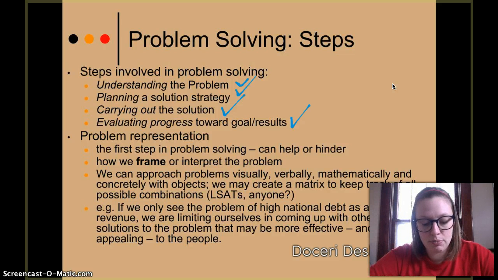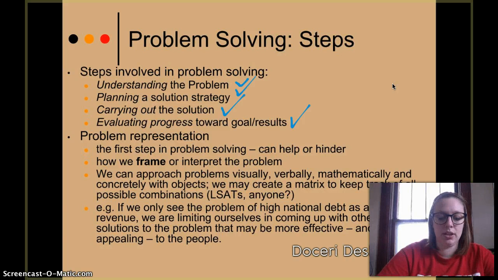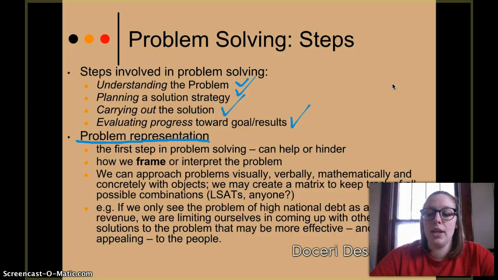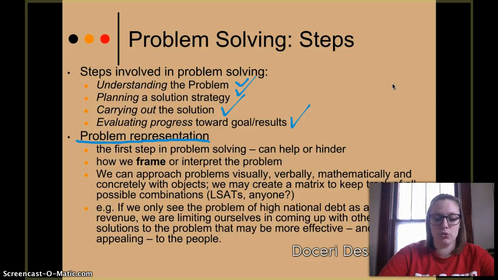So the first, problem representation, is a big deal. The way we represent the problem can help or hinder our success. Just as the way that you define your question can help or hinder your success in coming up with an answer. It has to be specific enough and narrow enough that it's achievable, yet it has to be broad enough that we don't exclude any possible solutions.